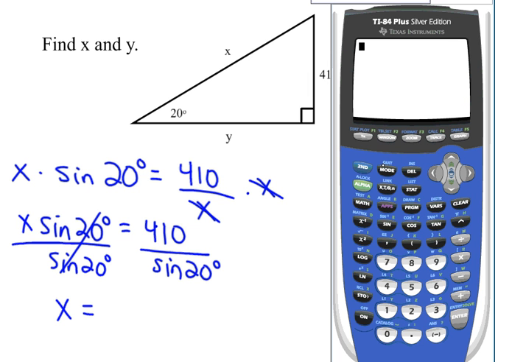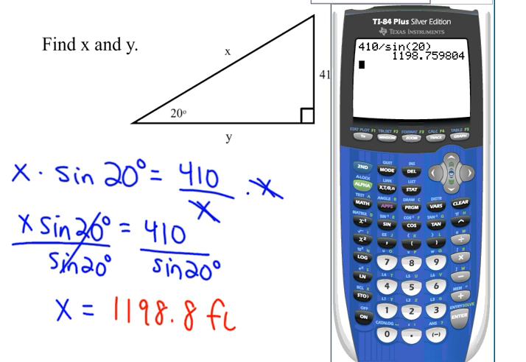Now go back to your home screen and let's type in 410 divided by the sine of 20 and hit enter. And there's our answer. X equals 1,198.8, and I think our units are in feet here. Feet.